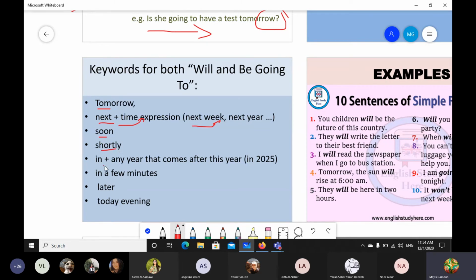In plus, pay attention to this one, any year that comes after this year. We are in 2020, right? But here I put in plus 2025, 2021, or 2030. After that, in a few minutes, later, today evening. So if I am in the morning, I might say today evening. Here are the keywords for both will and be going to.